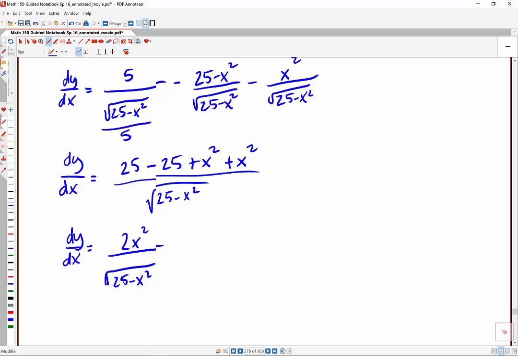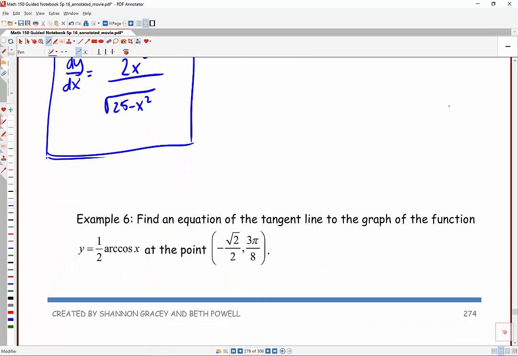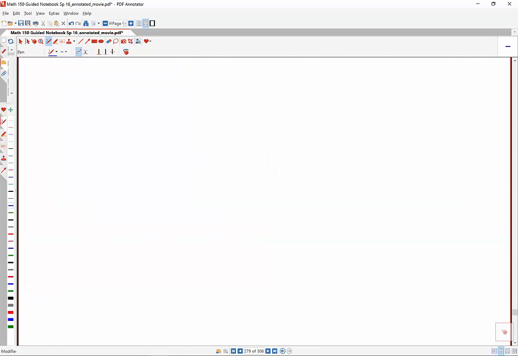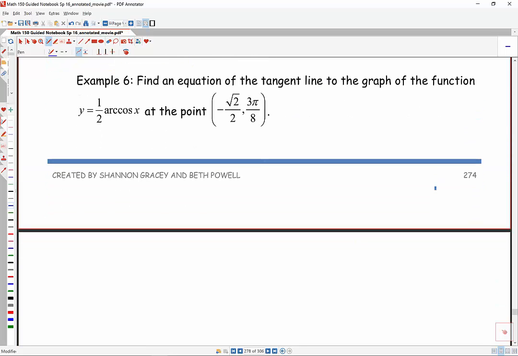Okay, so I think this is our last example. Yeah. So our last example is to find an equation of the tangent line to the graph of the function. So here, dy dx is equal to negative 1/2 times 1 over the square root of 1 minus x squared. We're evaluating this at x equal to negative root 2 over 2.